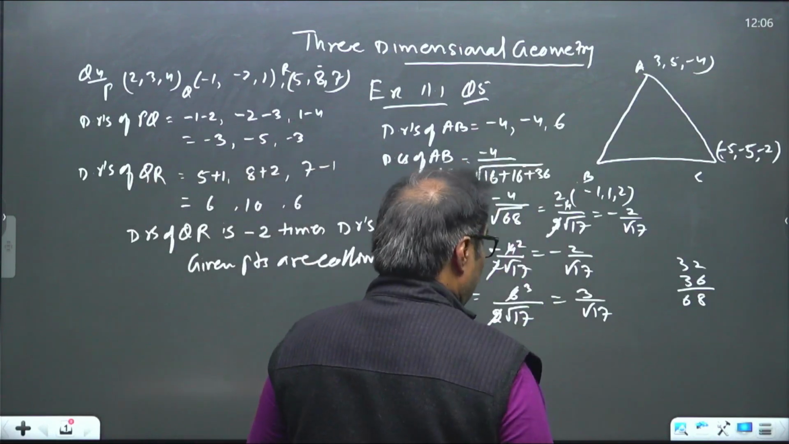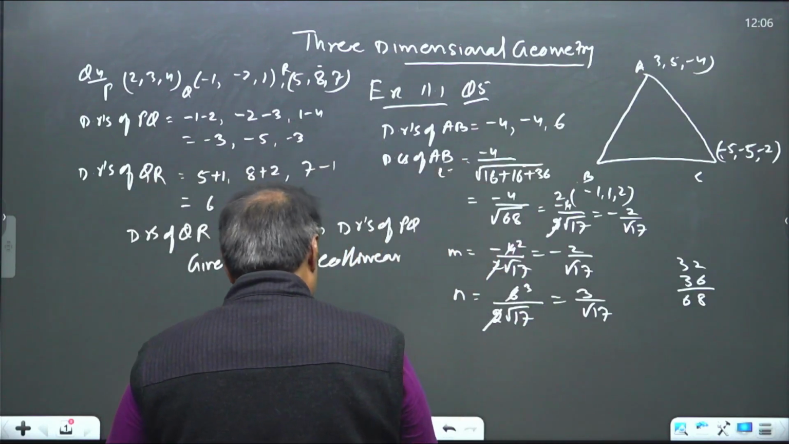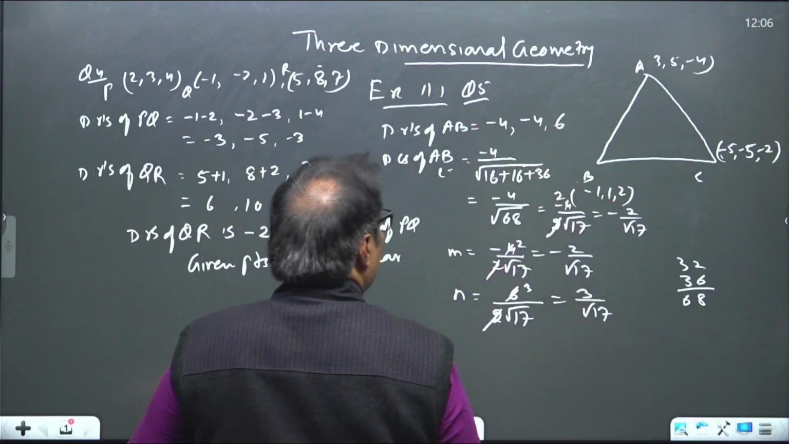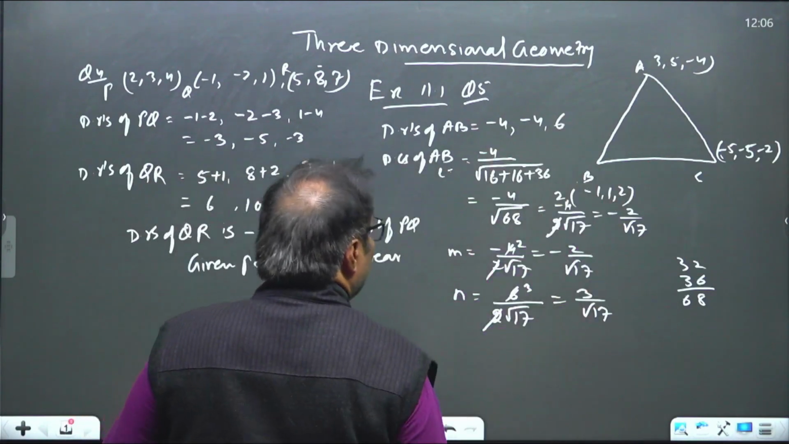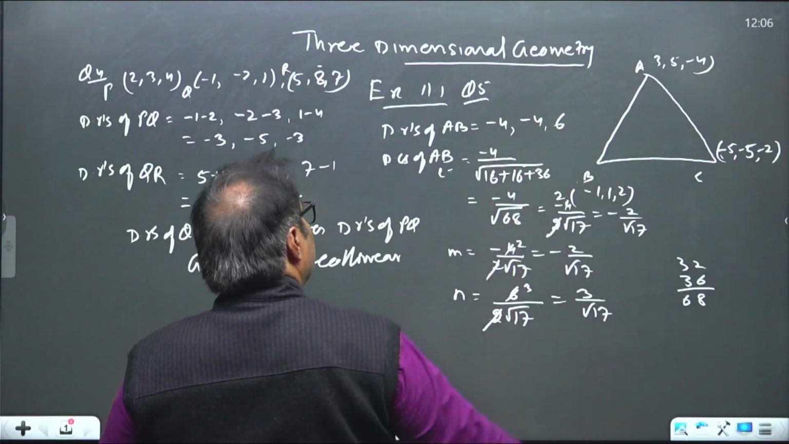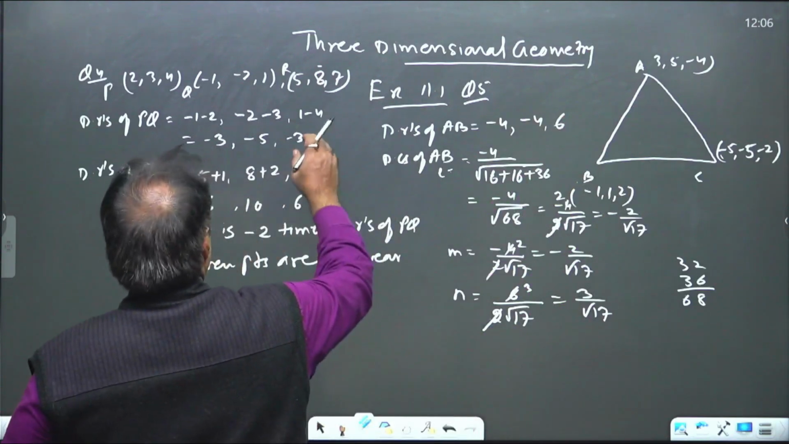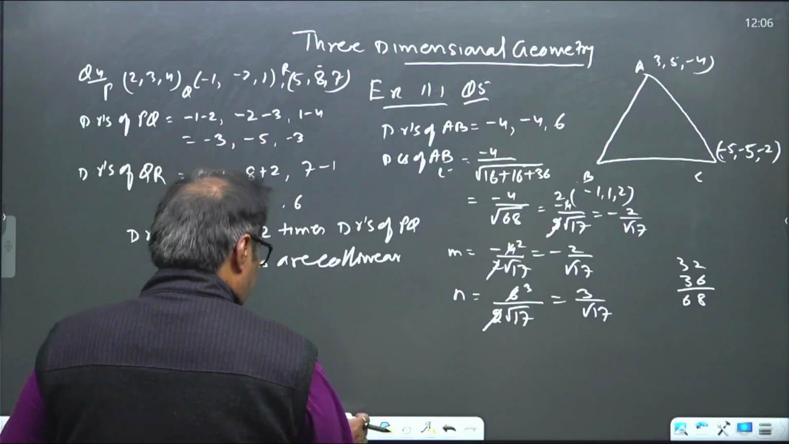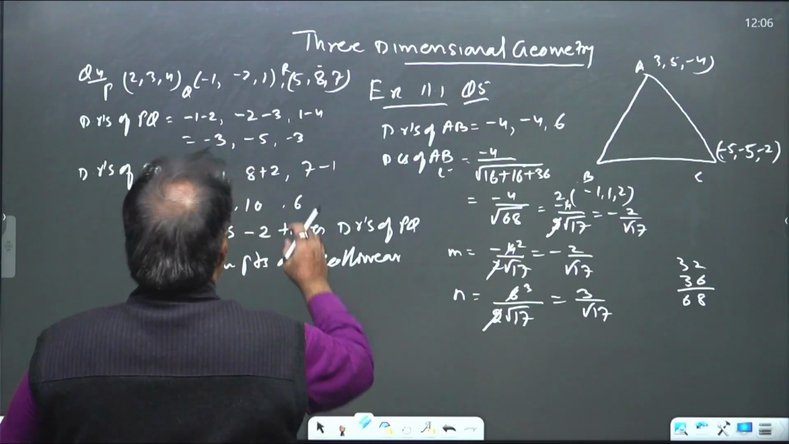So AB we have calculated, and now similarly we will find the direction ratios of BC, and then we will find the direction cosines of BC, and then similarly we will find CA. So I think you can complete it. I am just giving the hints.